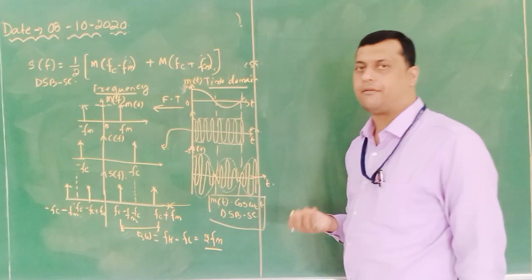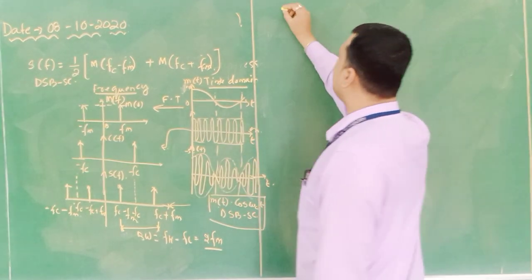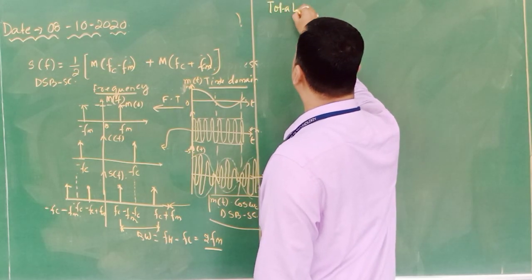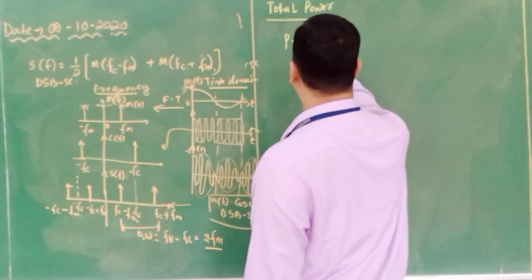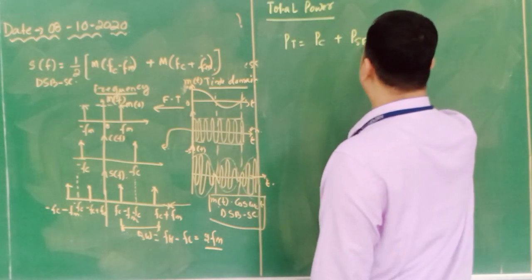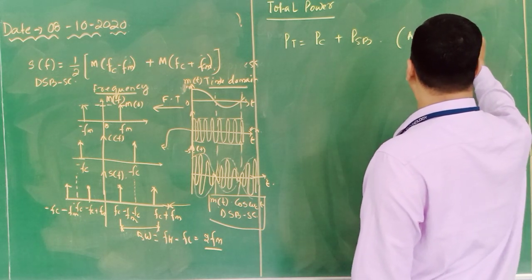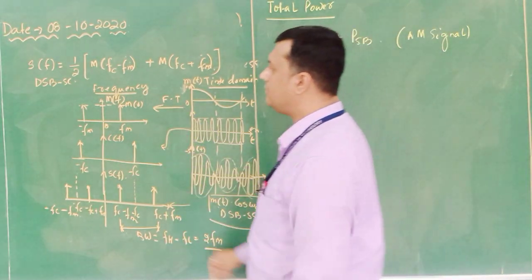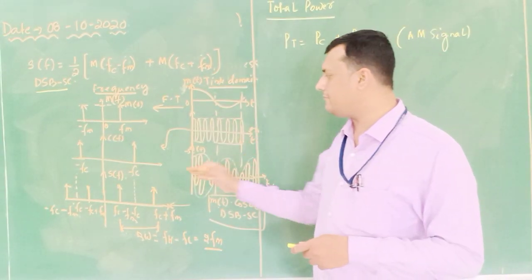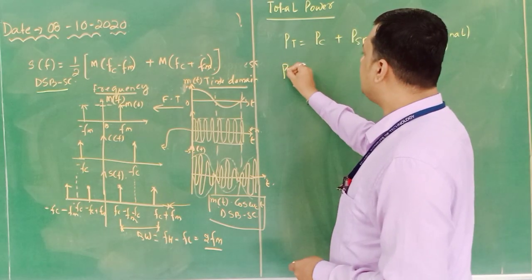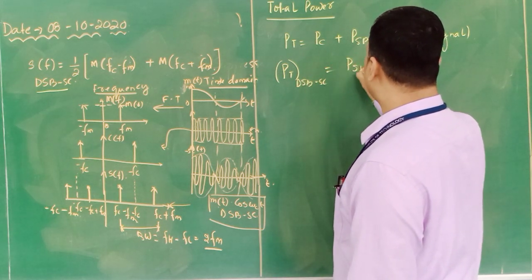So as we have calculated power for the AM signal, similarly we can calculate for the DSB-SC signal. So the total power we can write: PT is equal to PC plus the sideband power. So this is the total power for an amplitude modulated signal. But since we are discussing the DSB-SC signal, in DSB-SC the effect of the carrier is suppressed and only the sidebands are available. So total power transmitted for DSB-SC is equal to the sideband power.